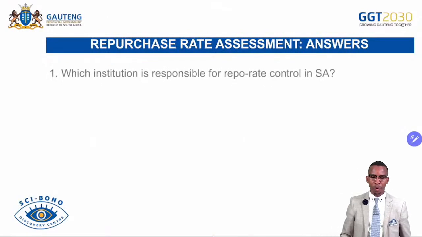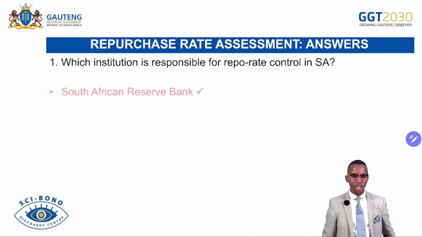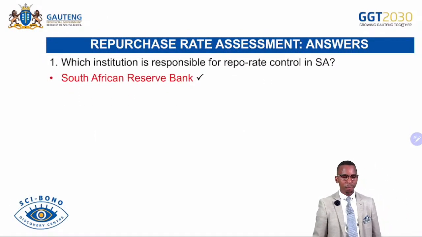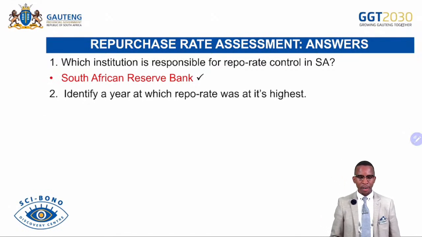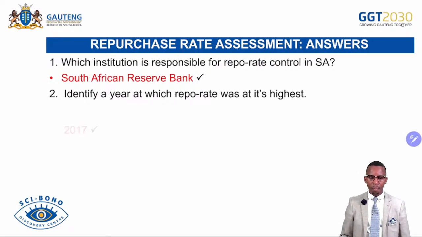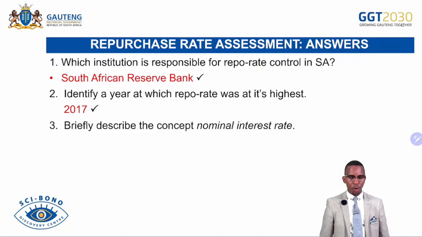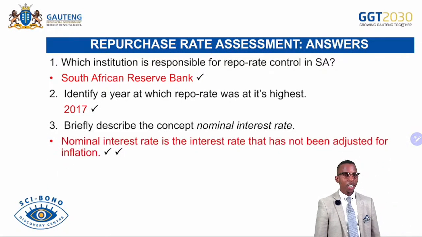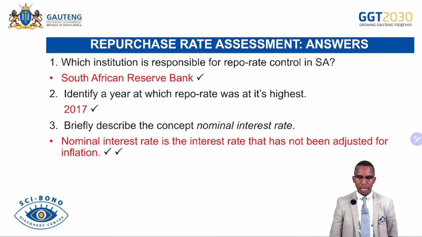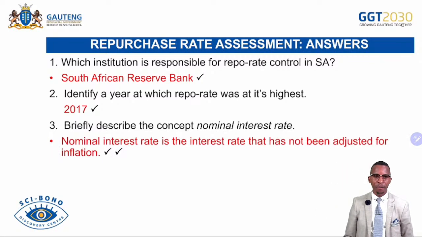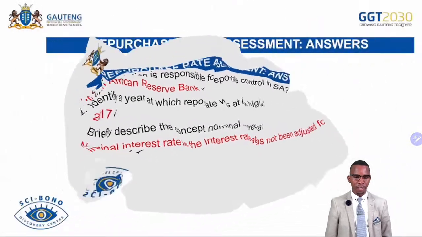So these are the possible answers. Which institution? It is the South African Reserve Bank. Identify a year in which repo rate was at its highest. In that case, it's 2017. And then briefly describe the concept nominal interest rate. Nominal interest rate is the interest rate that has not been adjusted for inflation. It is having the inflation effect.